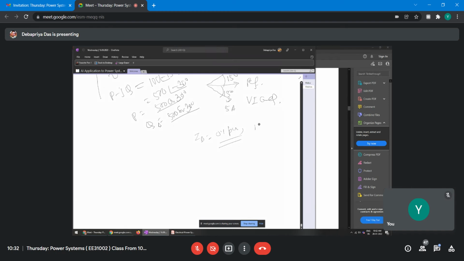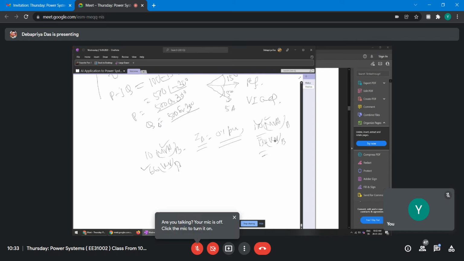Say this per unit value is given on a 100 MVA base and a 132 kV base. Now, if somebody asks you to find this Z in per unit using, say, a 10 MVA base and a 66 kV base, then these are the old base and these are the new base.